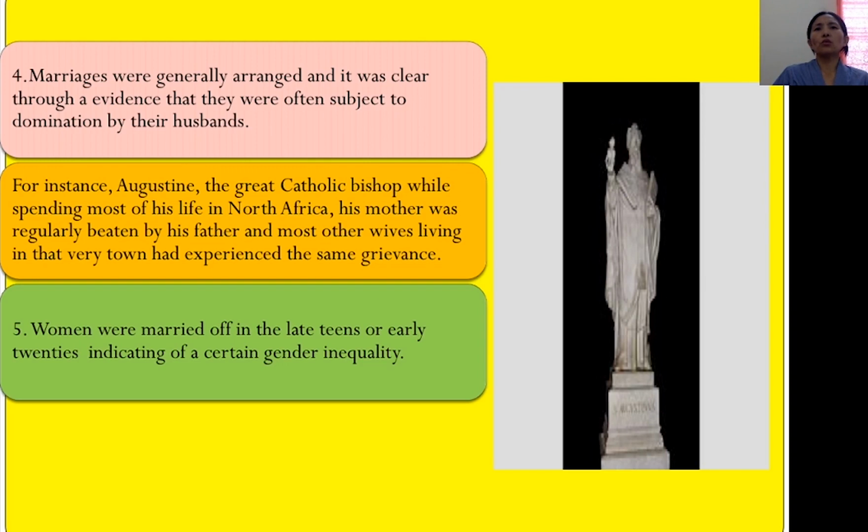Next, marriages were generally arranged, and it was clear through an evidence that they were often subject to domination by their own husbands. For instance, Augustine, who was once the great Catholic bishop while spending most of his life in North Africa, his mother was regularly beaten by his father, and most other wives living in that same town had experienced the same grievance.